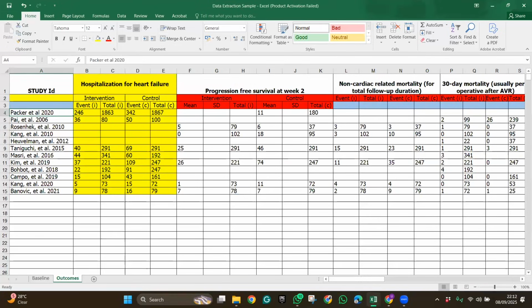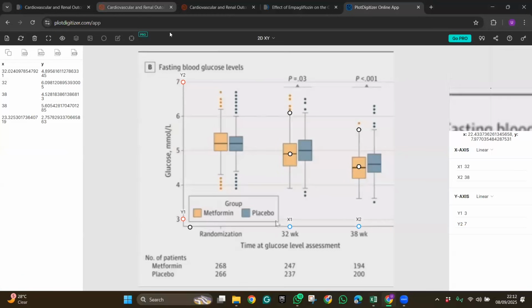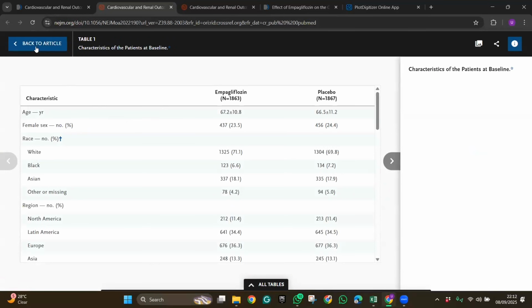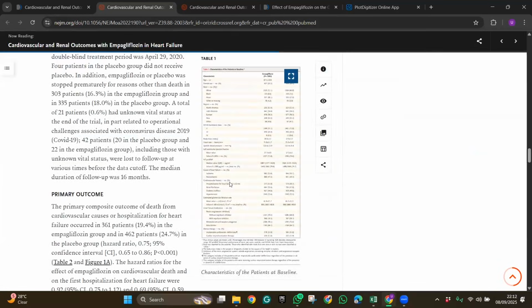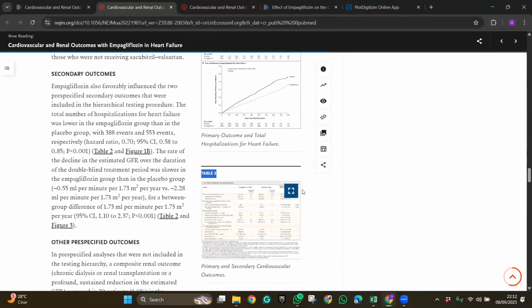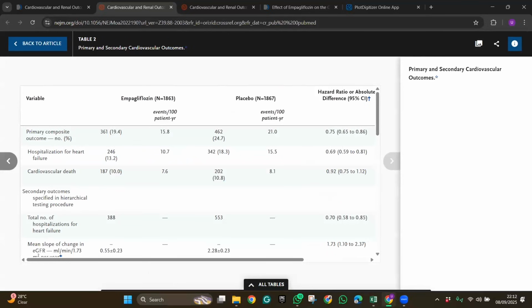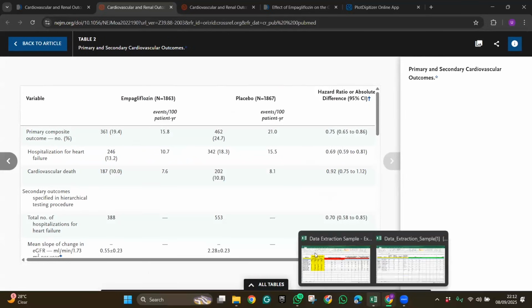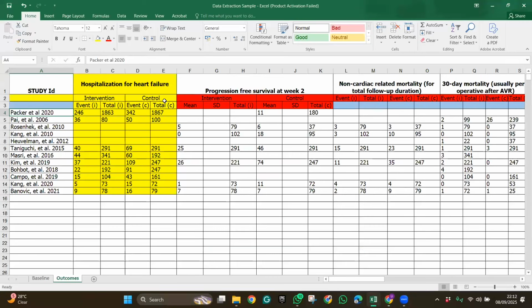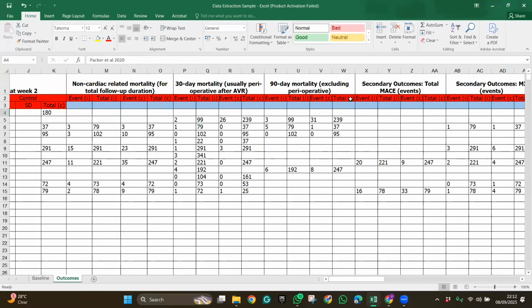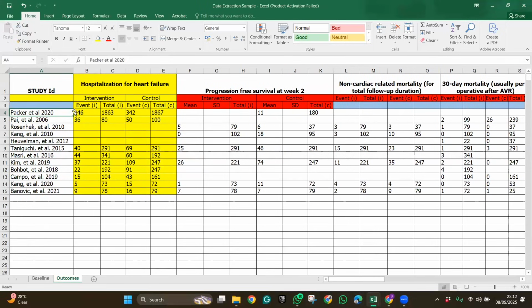Then you're going to go to your study, open the outcomes table, and copy all the outcomes that you find there. Copy all the outcomes that you find there, and then paste them in the extraction sheet. After pasting them in the extraction sheet, let's say these are all the outcomes that I copied from the first study. I'm going to enter the data for all these outcomes.